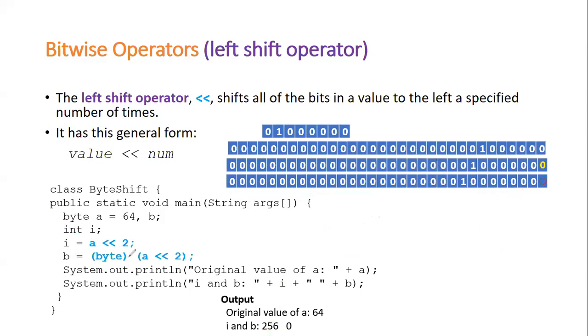Now you see that here, as I said, this entire result is an integer. This integer I'm trying to convert back to byte, and therefore the result I'm storing in a variable called b. And what's the type of b? The type of b is byte.